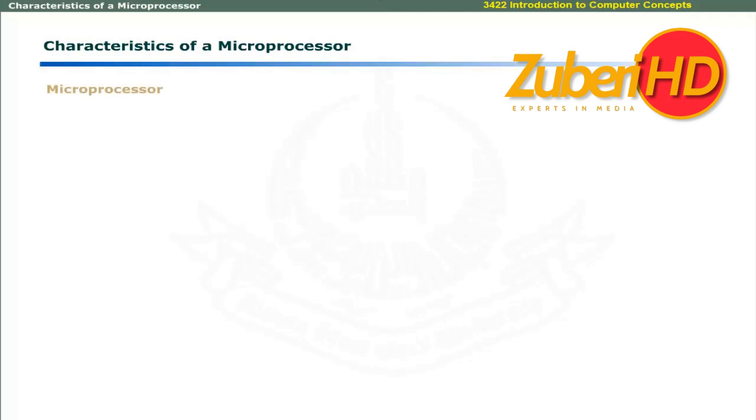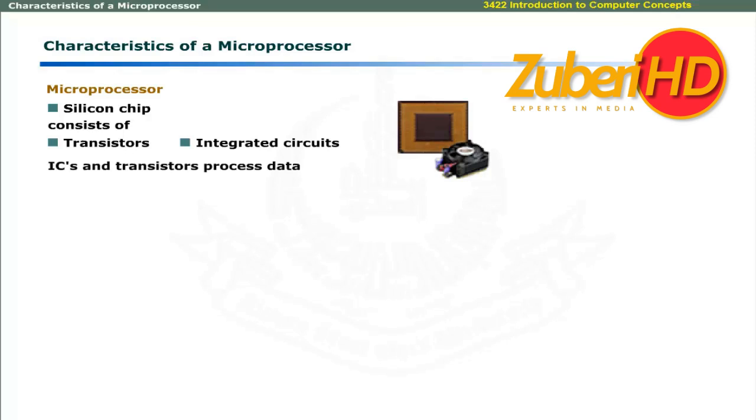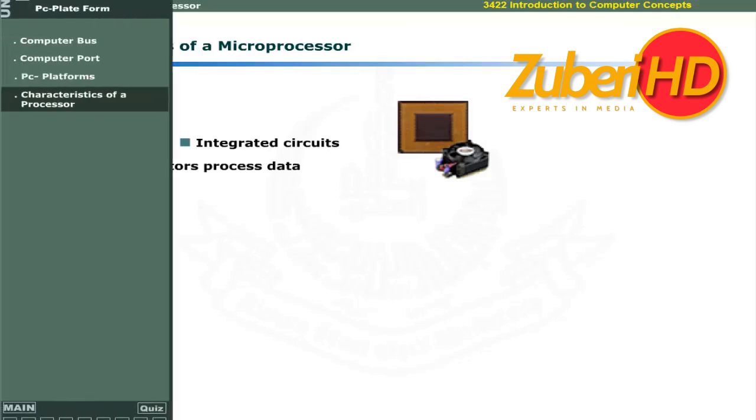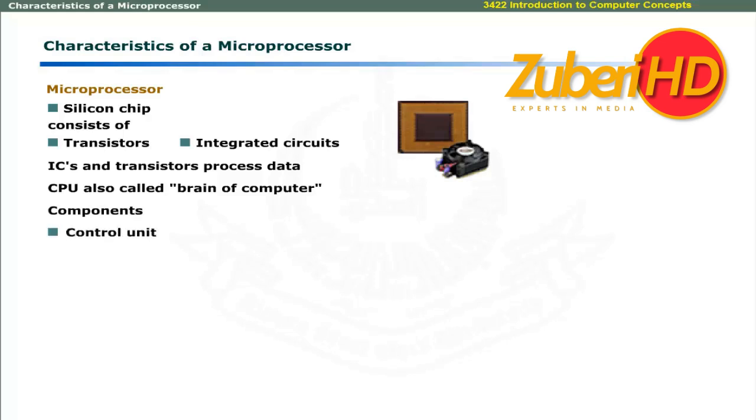Dear learners, a microprocessor is a small silicon chip made up of a number of transistors and integrated circuits which work together to process information at an incredible speed. A microprocessor, or CPU, is sometimes called the brain of a computer. The CPU comprises two main components. These are the control unit and the arithmetic logic unit.